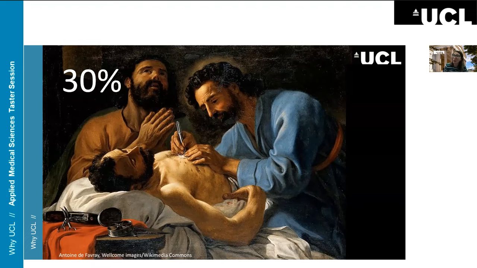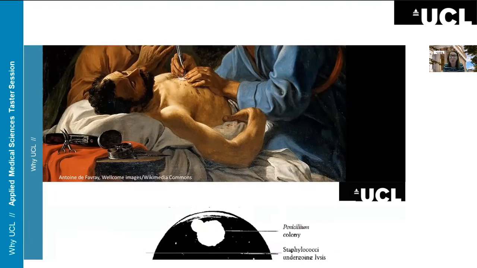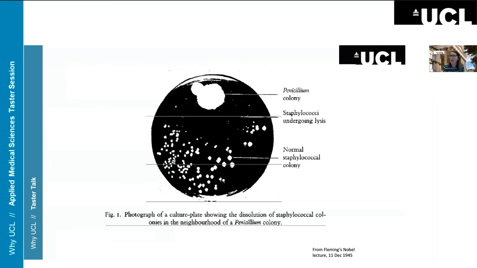So bacteria really had the upper hand until that momentous moment when Alexander Fleming made this miraculous and very accidental discovery of penicillin. You probably all know the story. It's a lovely story. He had a petri dish full of bacteria. Those are the white things. This is actually a photograph of the original petri dish. Photography wasn't very good back then in 1925.